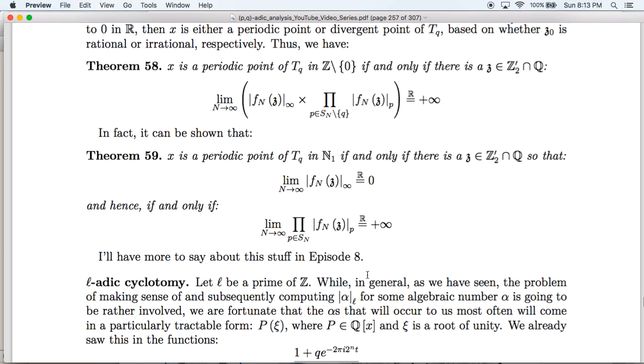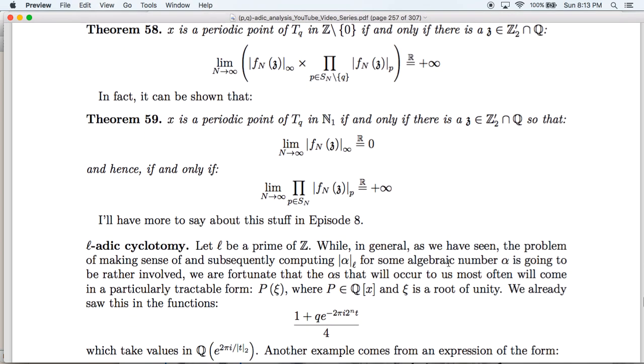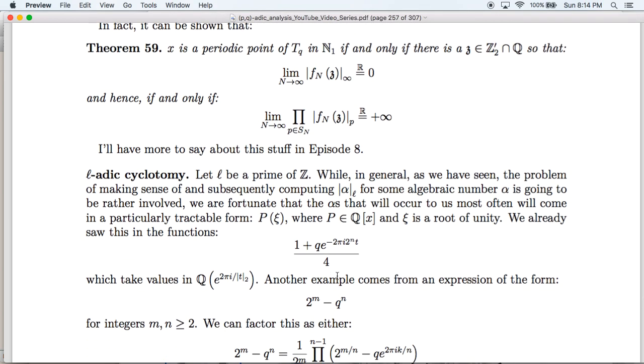And so let l be a prime of Z. While in general, as we have seen, the problem of making sense of and subsequently computing the l-adic absolute value of an algebraic number alpha is going to be a rather involved process, we are fortunate that the alphas that will occur most often in our work will come in particularly tractable form. In particular, we're going to have them in the form P of xi, where P is a polynomial with rational coefficients and xi is a root of unity. So we already saw this in the functions here, which occur in the product defining q-hat of t.